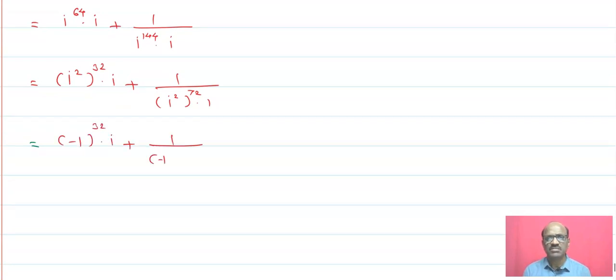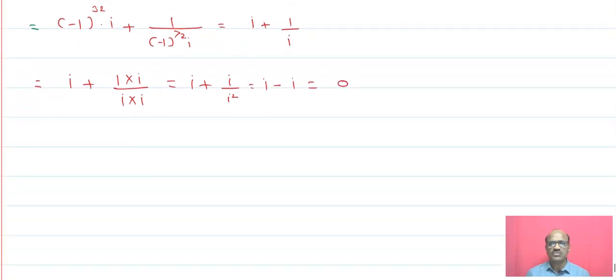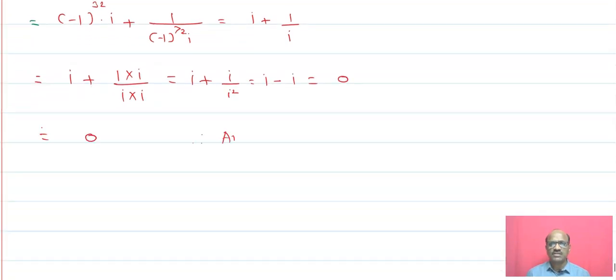Now this is very simple. Now we have done this. Therefore the answer is i plus again 1 upon i, and now simplify this 1 upon i, that is nothing but minus i, and i minus i is equal to 0. Therefore the answer is 0.